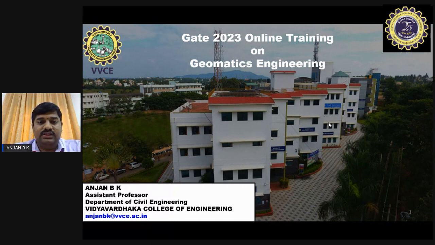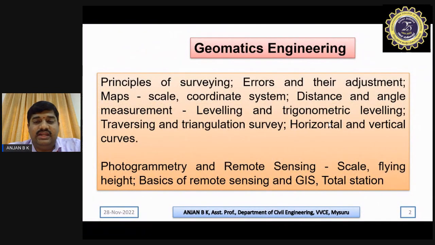So let us start with the contents in the GATE. We have principles of surveying, errors and their adjustments, maps, scale, coordinate system, distance and angle measurement, and a few numerical problems on them. Leveling and trigonometric leveling, traversing and triangulation survey, horizontal and vertical curves. These are the things I will be covering, and my colleague Girish has already covered photogeometry and remote sensing previously.